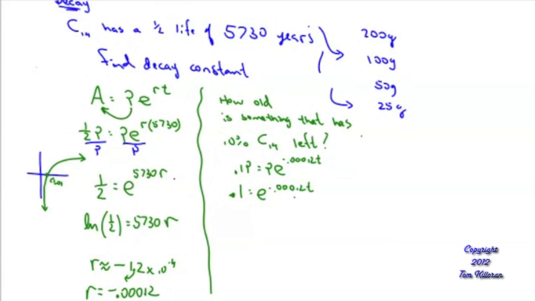You take ln of it. It's the same thing, so it's nothing different. It'll be ln of 0.1, and you're going to divide that by negative 0.00012, and that'll give you t.